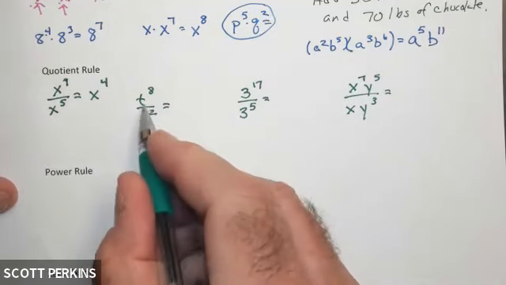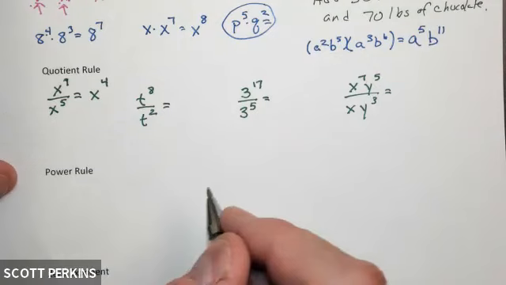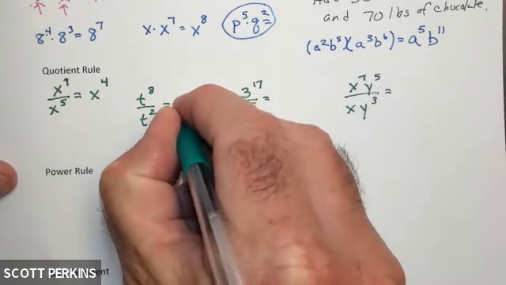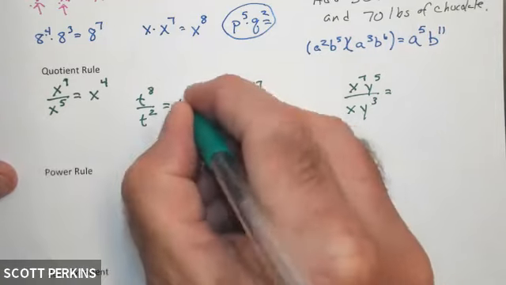All right, the first problem, t to the 8th divided by t to the 2nd. What's the base on my answer? T, again, the base does not change. And then what is my power on the answer? 8 minus 2 gives me 6.